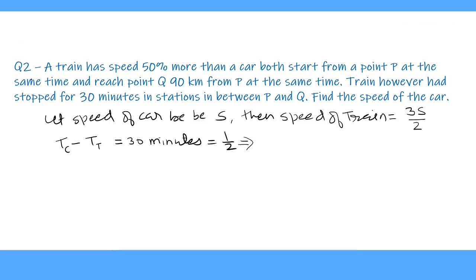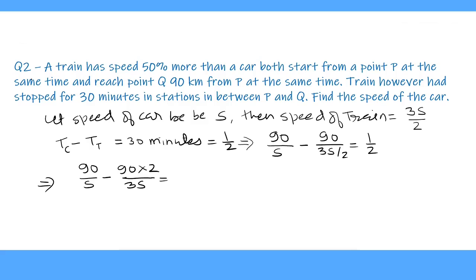Time of car is distance upon speed. So the distance given to us is 90 kilometer. 90 upon speed of car, which is s, minus 90 upon speed of train, which is 3s upon 2, is equal to half an hour. Now we solve this question. 90 upon s minus 90 into 2 upon 3s equal to 1 by 2.